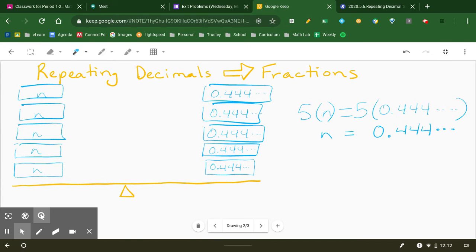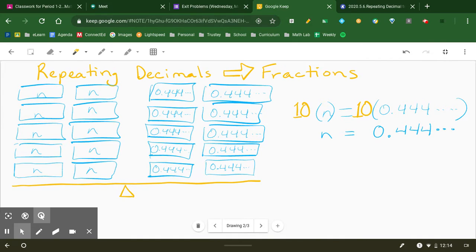At this point, as long as we keep both sides equivalent, we can keep going on for a long time, even up to and including 10 n's are equal to 10 sets of 0.4 repeated. Now, I'm going to go ahead and rewrite 10 n's as simply 10n. But the question remains, how can you simplify 10 of a number that goes on forever?